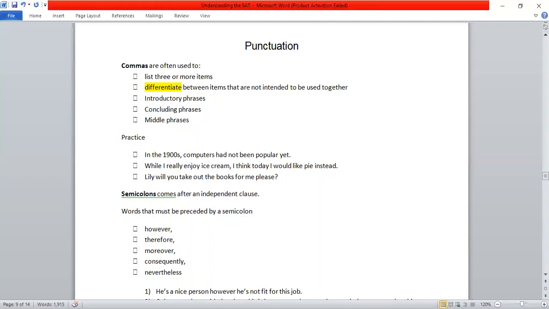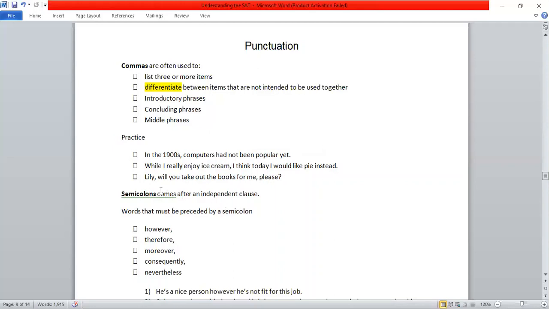Next one. Lily, will you take out the books for me, please? So what's my sentence here? Will you take out the books for me? This is what I mean to say. And when I say please, or when I say who's doing that, these two things are adding information. So that's the middle phrase. Will you take out the books for me? That's the sentence you want to say, and you're adding Lily and please in between. So that's the use of comma.